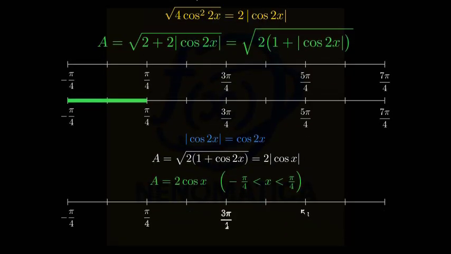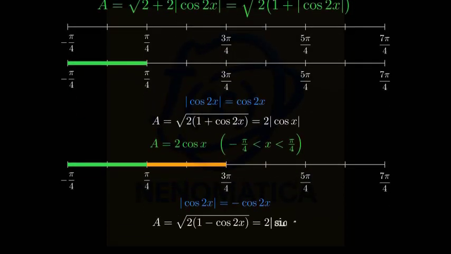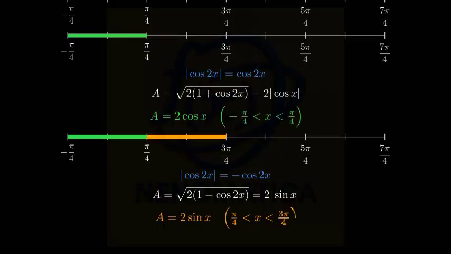Case 2: x between pi over 4 and 3 pi over 4, cosine 2x is non-positive, so absolute value of cosine 2x equals negative cosine 2x. Then a equals the square root of 2 times 1 minus cosine 2x, which simplifies to 2 times the absolute value of sine x. In this interval, sine x is positive, so a equals 2 sine x.